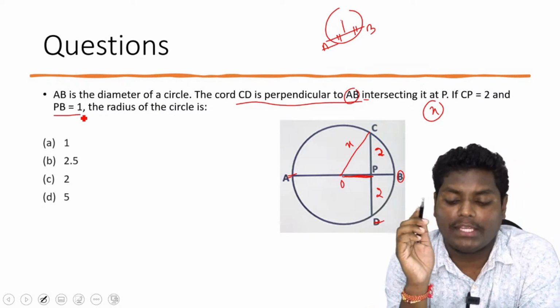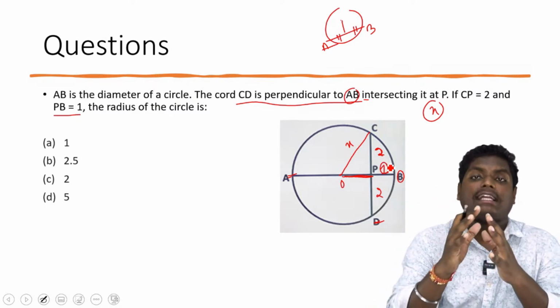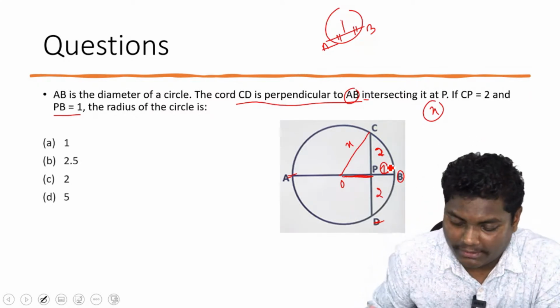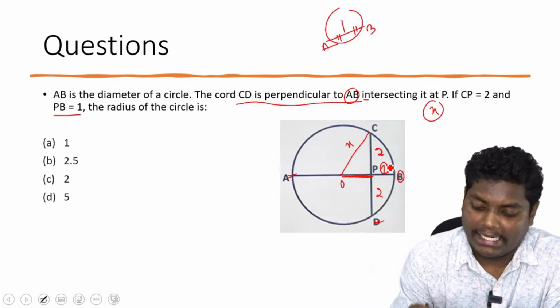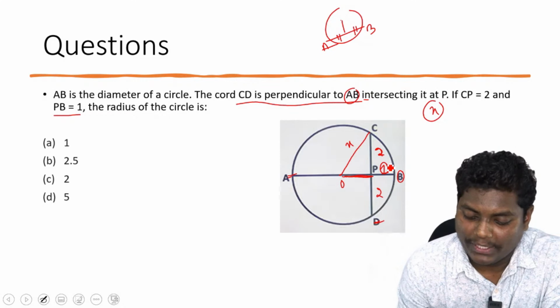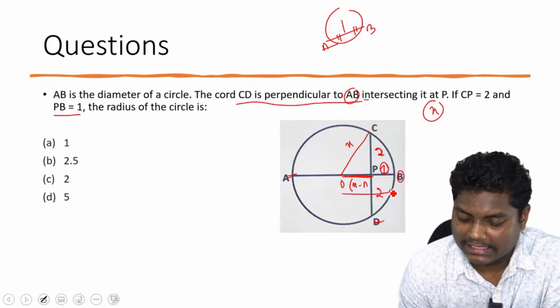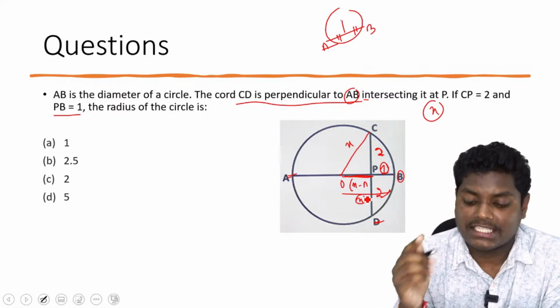They have given PB equal to 1. Although this is not required, since we are discussing chord, I discussed the property also along with it. So this is 1. If we consider the radius of the circle to be x, then this OP will be x minus 1, because this entire length is x. So this OP will be x minus 1.